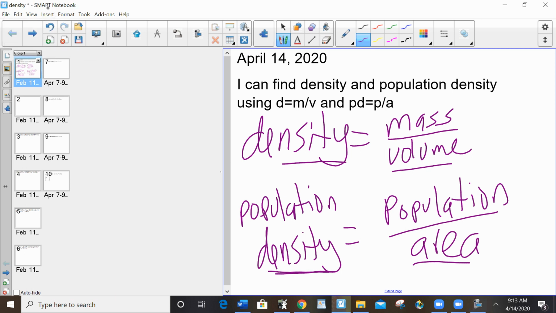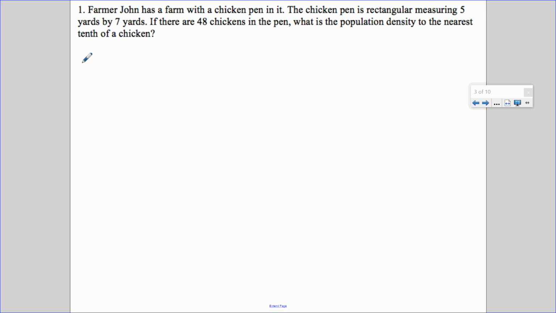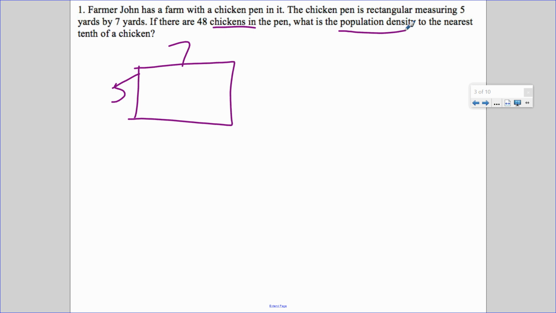So, Farmer John. This is density in your volume and three-dimensional objects packet. Farmer John has a farm with a chicken pen in it. The chicken pen is rectangular, measuring 5 yards by 7 yards. If there are 48 chickens in the pen, what is the population density? Well, population density, PD equals P over A.